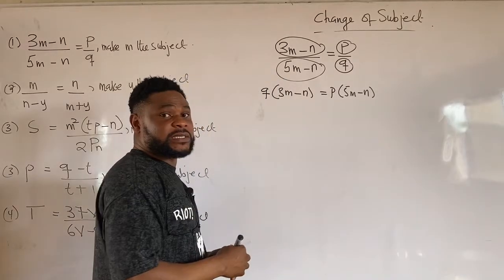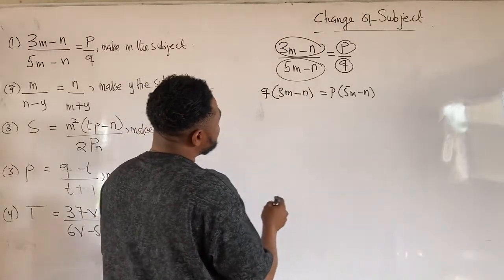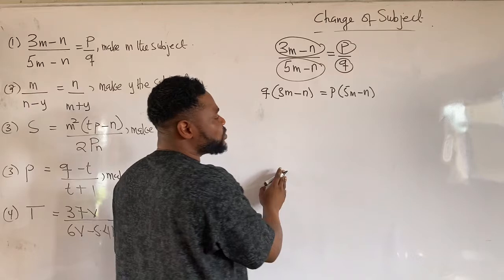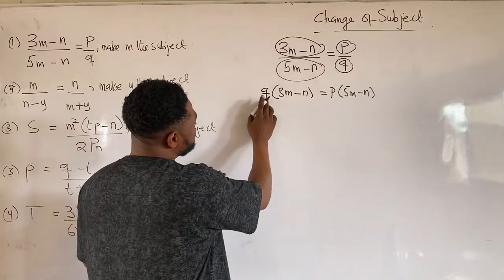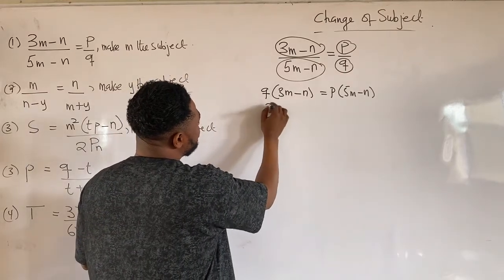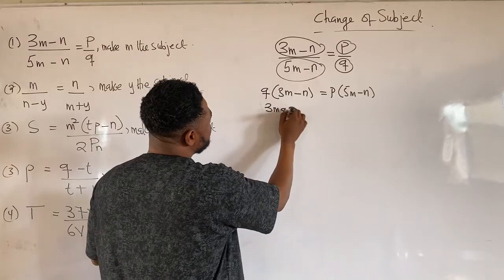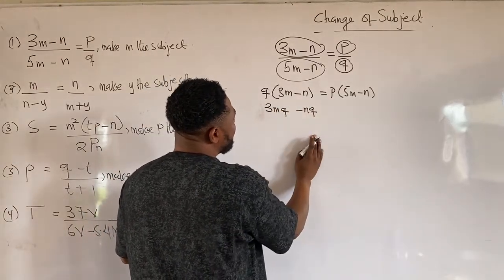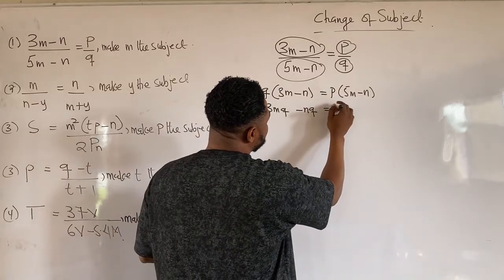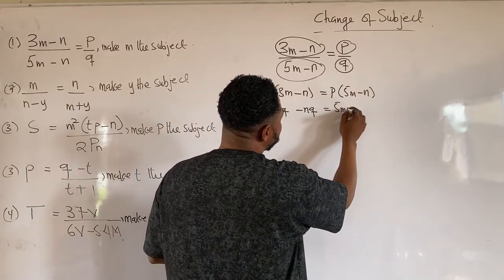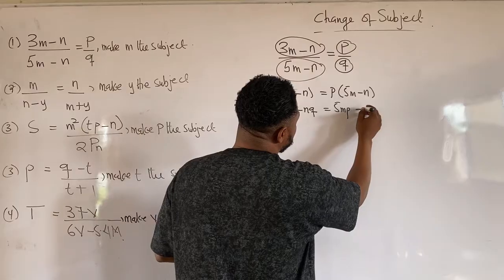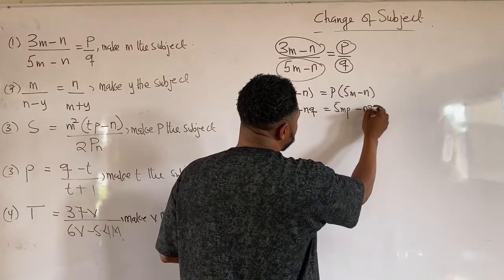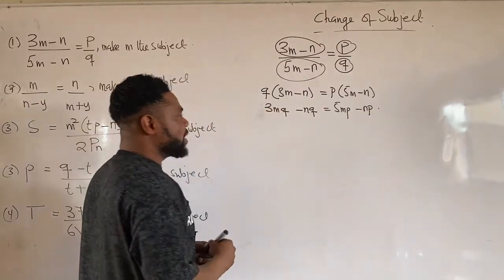So this is the first concept here. Now the second concept, we are going to remove the bracket. So this Q will multiply this, and it will give us 3MQ minus NQ equal to 5MP minus NP, as we can see here.